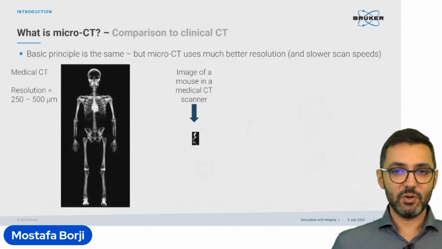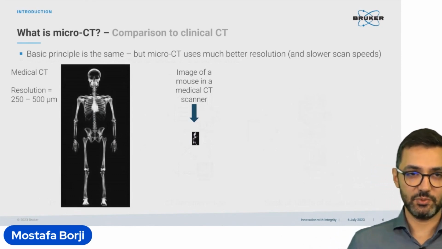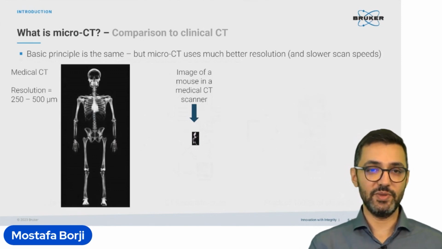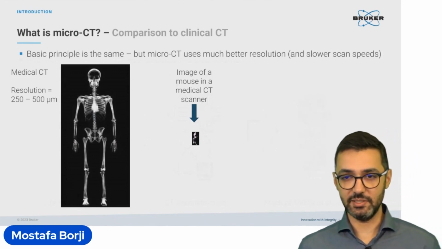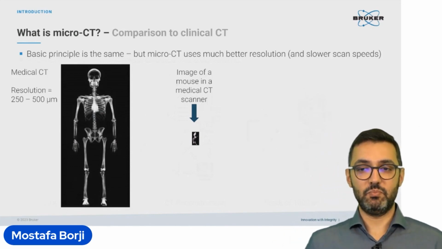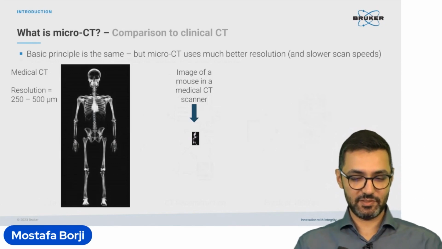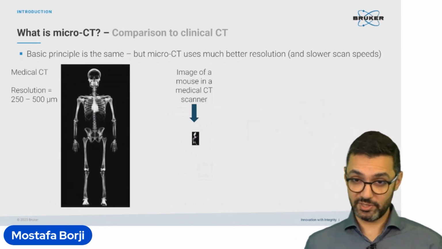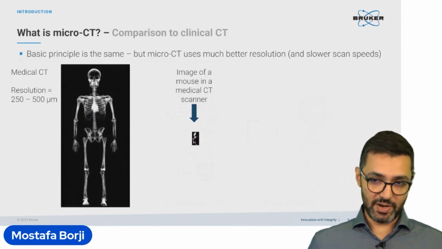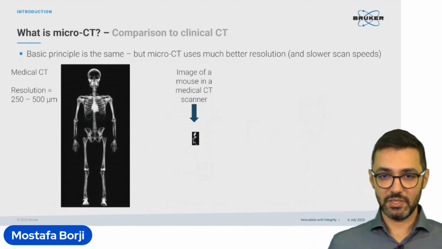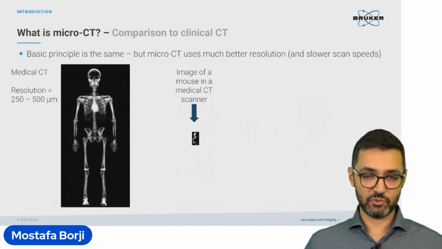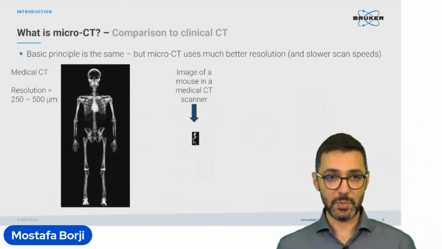The basic principle of micro-CT is the same as what we have in clinical CT. The only difference is that in clinical CT, the patient or the sample is stationary, so it doesn't move. We cannot rotate the patient, and the detector and the source rotate around the patient. But in micro-CT, it's different. The sample rotates, and the detector and X-ray source are stationary.